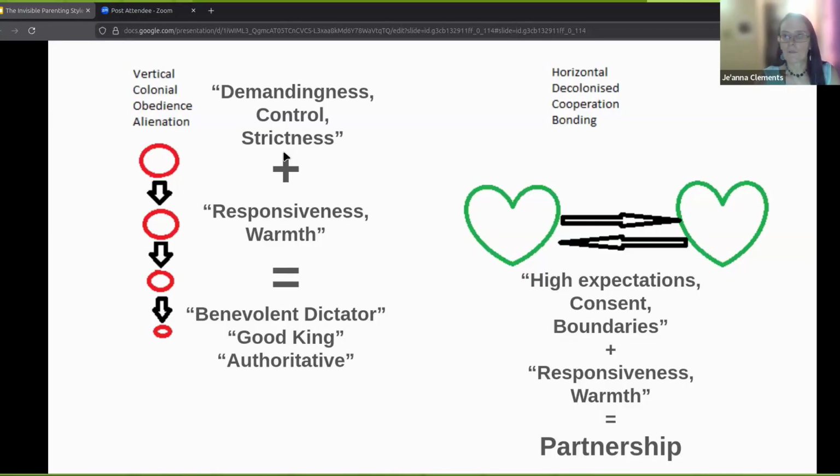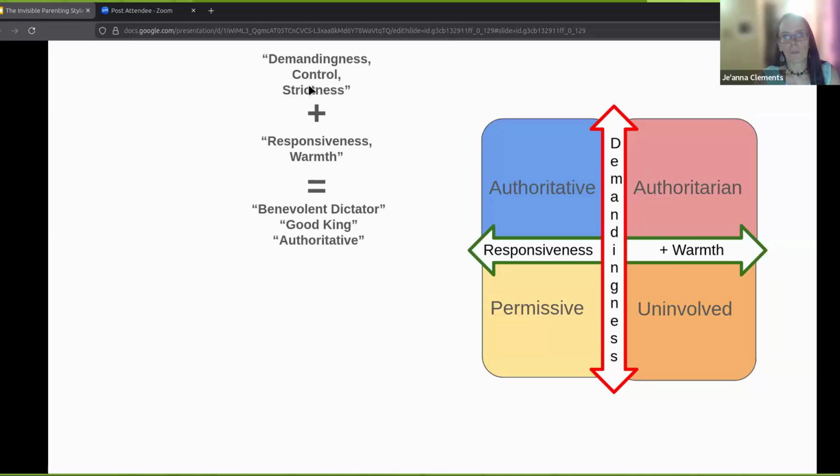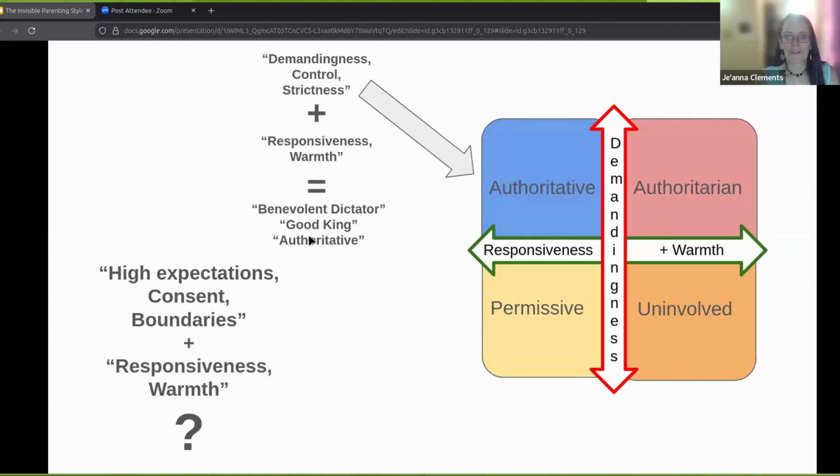And that's where authoritative parenting lives. But the problem is that a benevolent dictator is a very different thing to a partner. They are not at all the same. So if we're looking at demandingness, control, and strictness plus responsiveness and warmth equals this authoritative parenting style of the benevolent dictator, then that maps beautifully over here. But then what do we do with this one? Because where does it go, given that the benevolent dictator is not a partner? Well, a lot of people have still been putting it here, and that's where we've been seeing the problem.